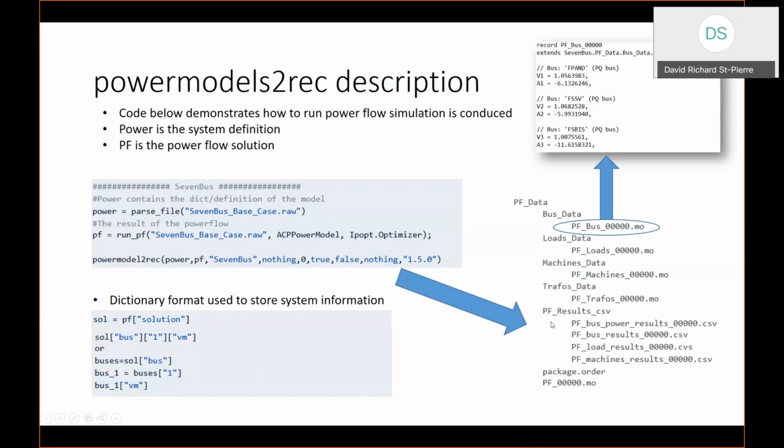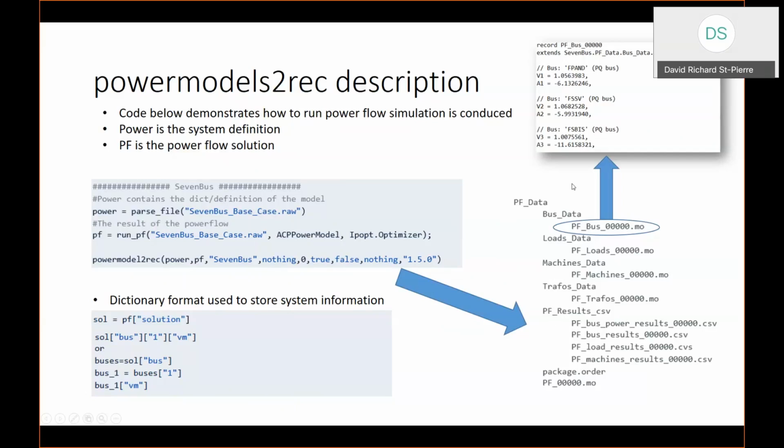It additionally creates the pf results CSV file folder, and this contains files inside of it in CSV format that contain information about the PowerFlow solution. And these are useful to compare PowerFlow solutions, as I'll discuss in the next slide actually.